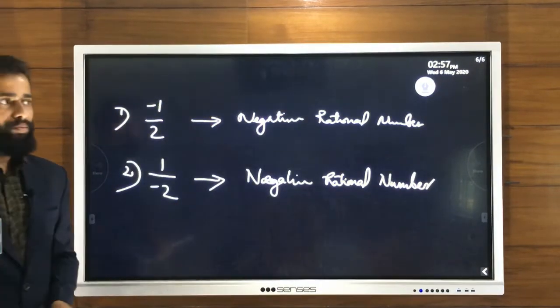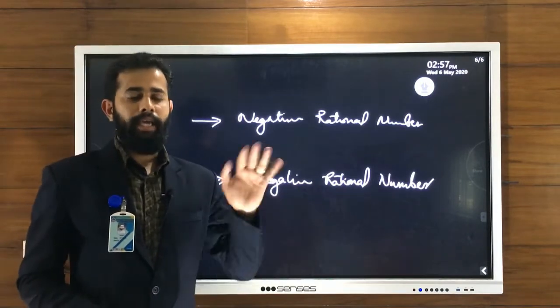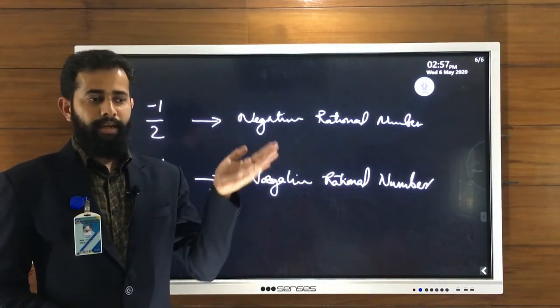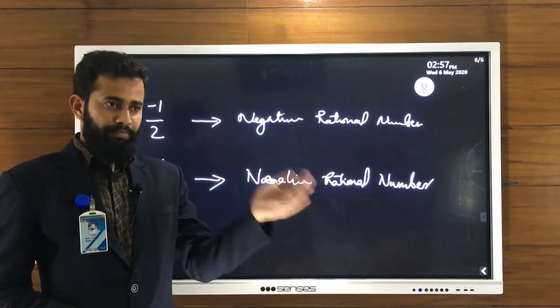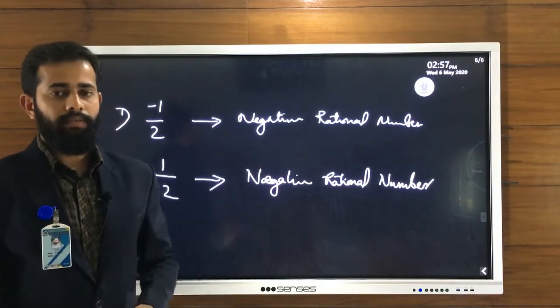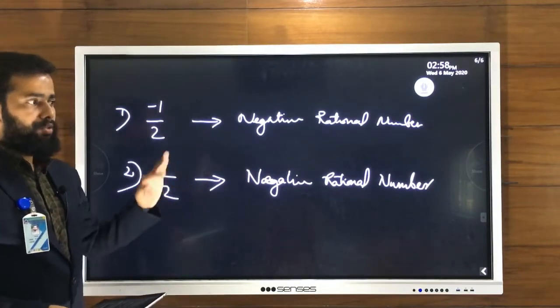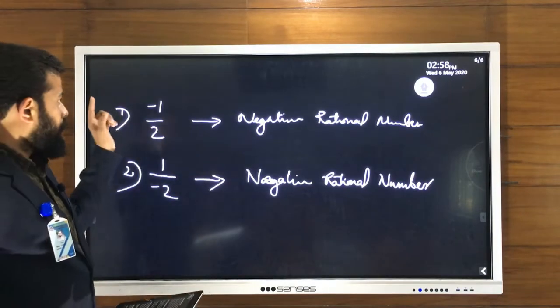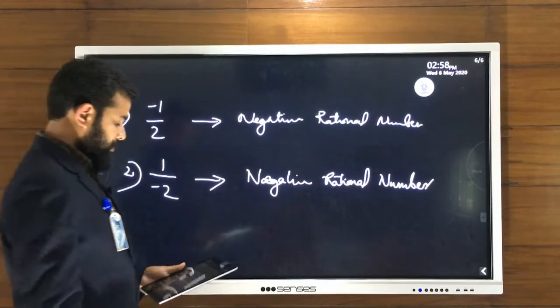So these are the two points you have to remember. When both numerator and denominator are positive, the rational number will be positive. If both numerator and denominator are negative, the rational number will be positive. And second, if one of the numerator or denominator is negative, the rational number will be negative.